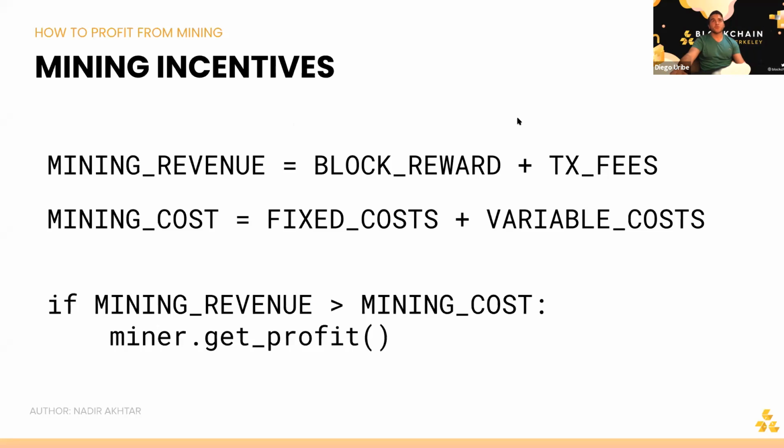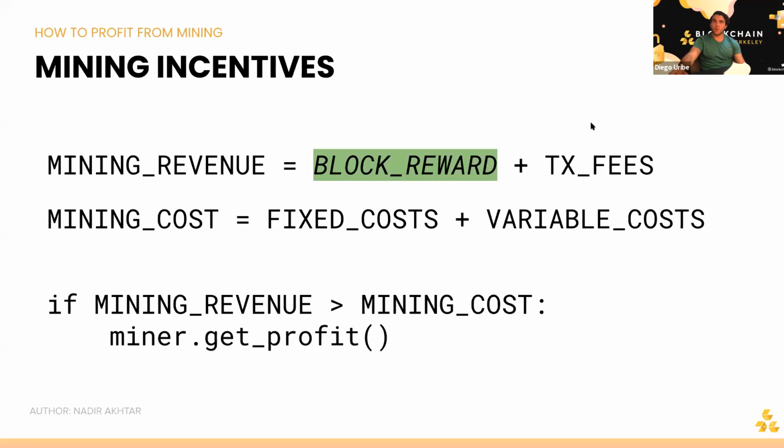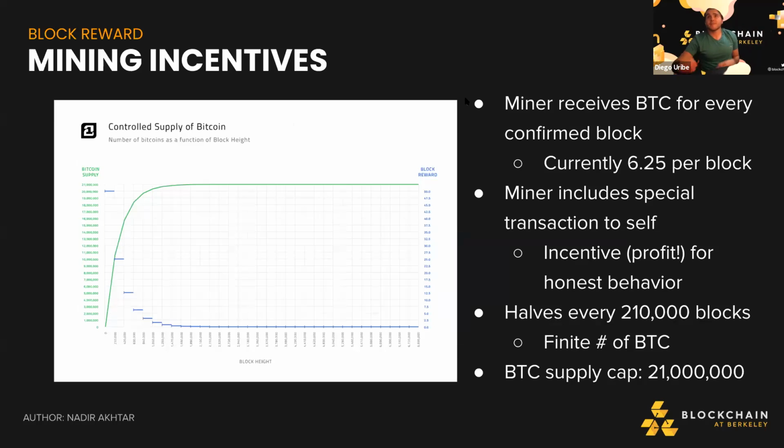The first source of revenue is the block reward. Let me explain that further. Currently the block reward is 6.25 Bitcoin. So every time a miner finds the nonce for a new block, they include a Coinbase transaction, as I mentioned, of 6.25 Bitcoin. And this is going to be the incentive for them.